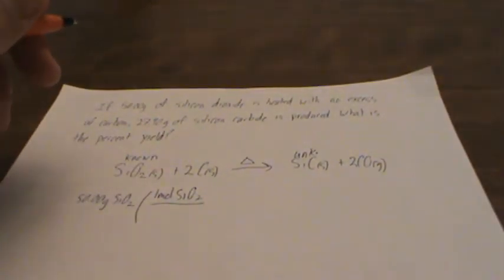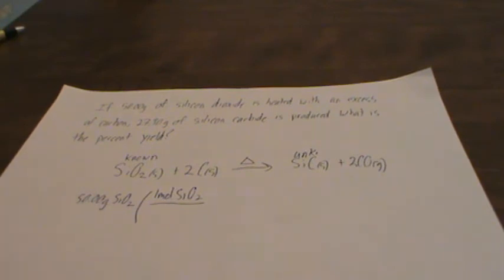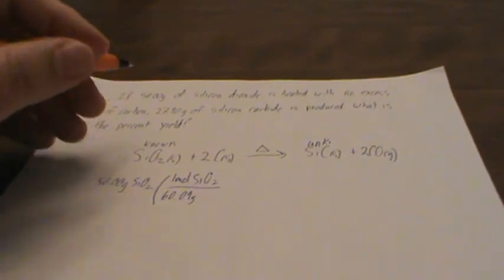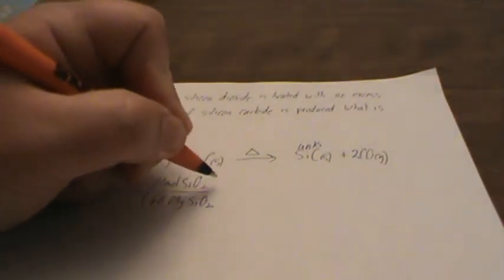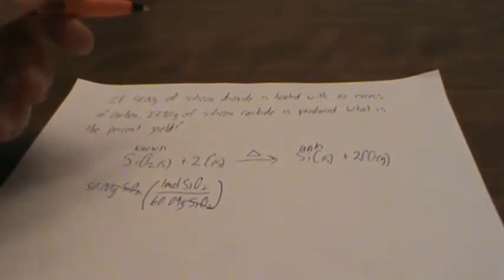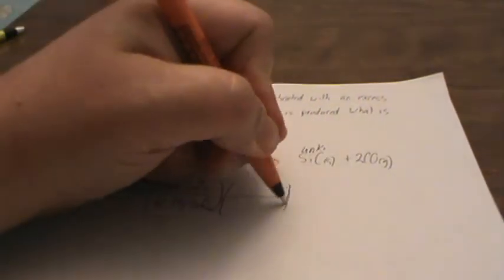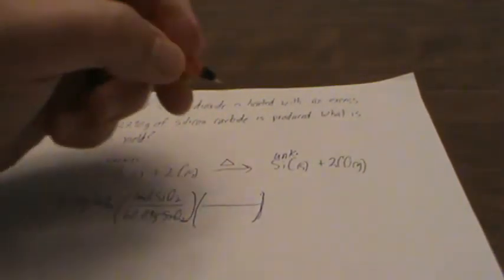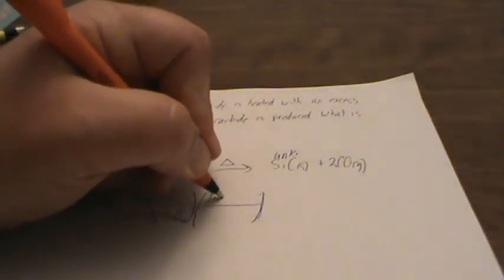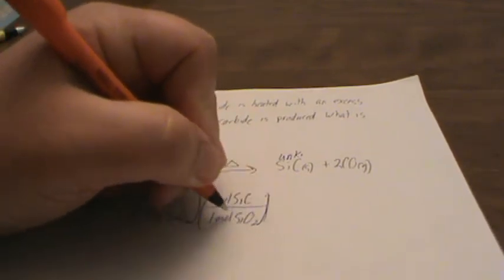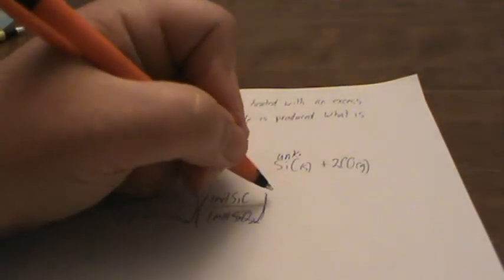Now the mass of silicon dioxide, we have 28.09 plus 32, so 60.09 grams, SiO2. So grams of silicon dioxide get canceled out. Now we're going to go to moles of unknown. Now our mole-to-mole ratio, our unknown over known, kind of nice, it's a 1-to-1 mole ratio. So 1 mole SiC over 1 mole of SiO2. Silicon dioxide gets canceled out.